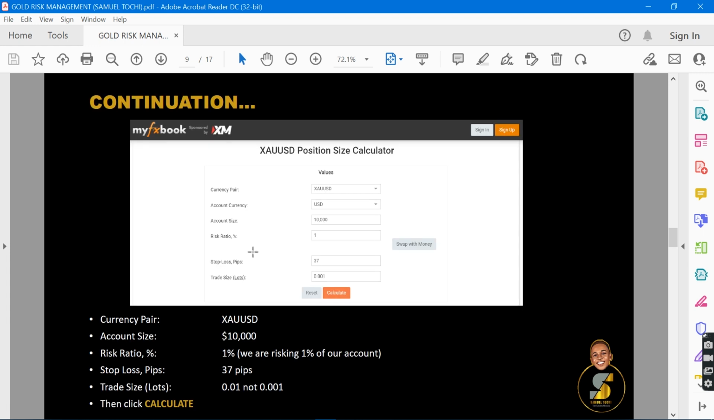Okay, now I've inserted the $10,000. The risk is 1%. The stop loss is 37 pips. This trade size will change from 0.001 to 0.01. So this is it: trade size lot here, 0.01, not 0.001. When you change it to 0.01, then you click calculate.